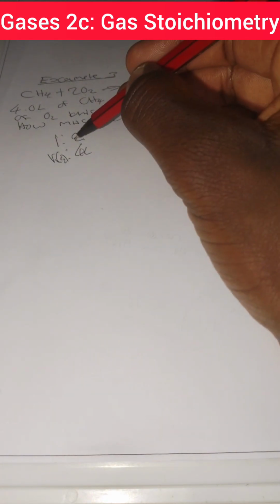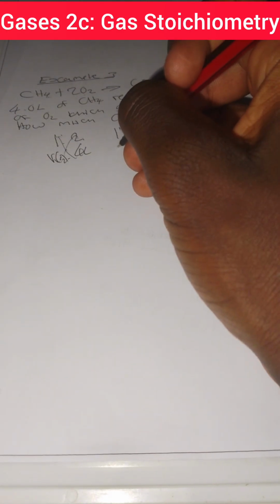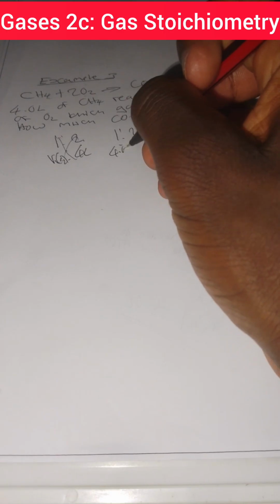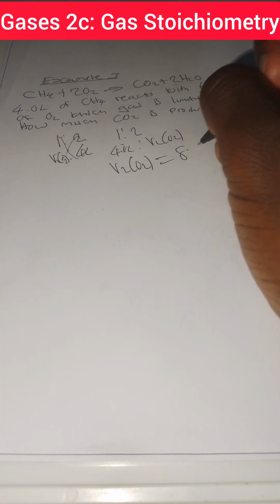Sorry, this 2 is for oxygen, so it's 1 to 2, where 1 is for methane. So where there is 1, that's where we put 4.0 liters times the volume of oxygen. Now this value of oxygen that we are finding is the required volume. So when we multiply, we find that the volume of oxygen required is equal to 8.0 liters. So if the volume required for oxygen is 8 liters and we have 6 liters available, what does it mean? It means O2 is limiting.